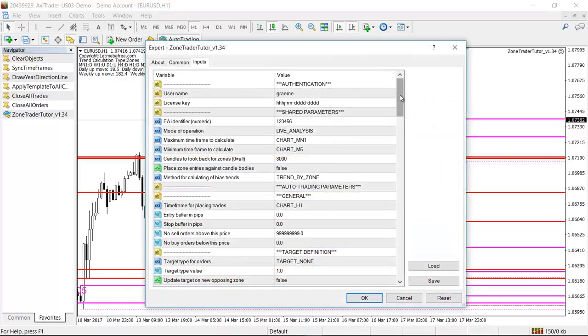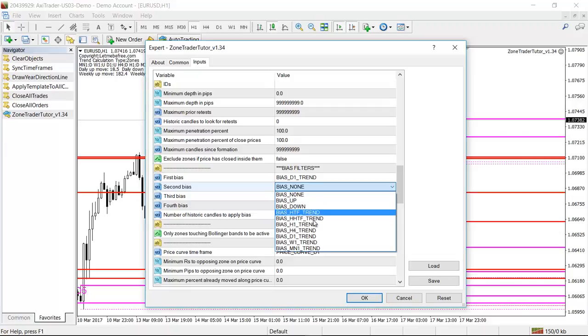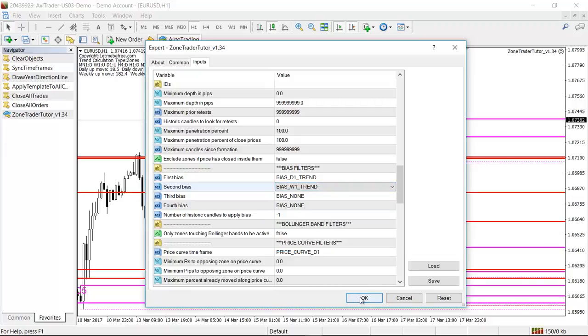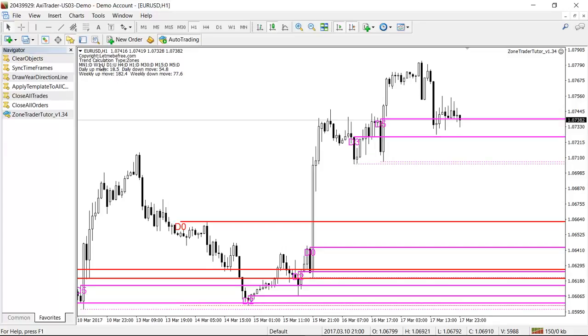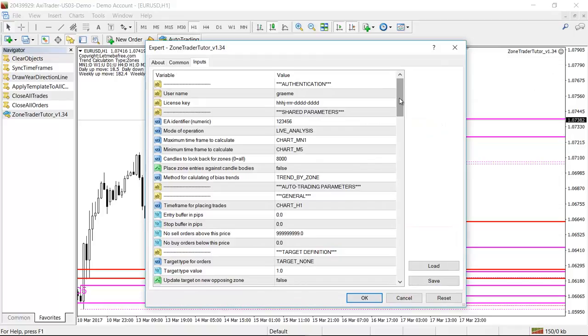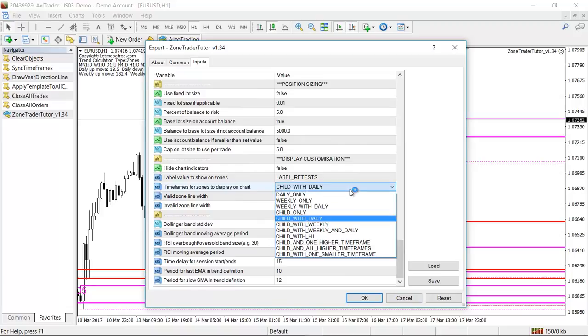Of course, we could actually set a couple of filters, so we may only want to see zones where both the daily and the weekly are in agreement. If they're not in agreement, then we just won't see anything. Let's see what comes up. So we see the weekly is up and daily is up, so at the moment we only see demand zones for any time frame. Now, just to minimise the zones we see on the chart, I'm just going to get rid of the child with daily and go back to child only.